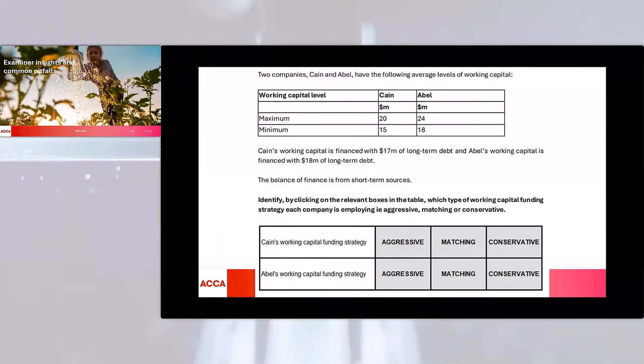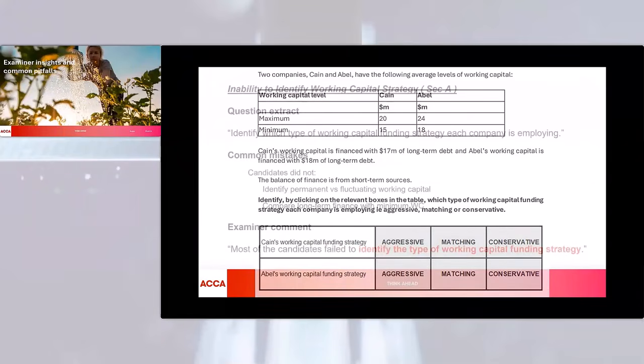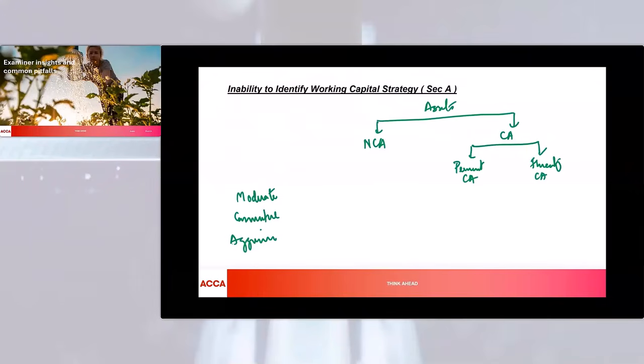Okay, now let's get back and try to understand the concept a little bit more. See, moderate is a policy of maturity matching. In moderate, for non-current asset, we've always got to go for long-term funding. Permanent is also supposed to be done as per long-term funding. But fluctuating is done by short-term funding.